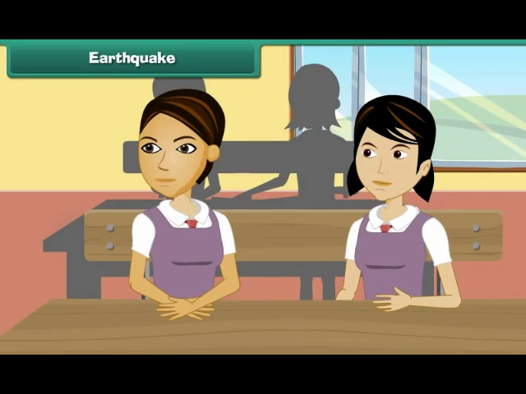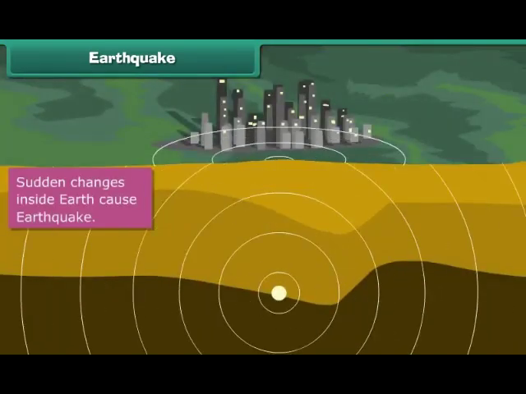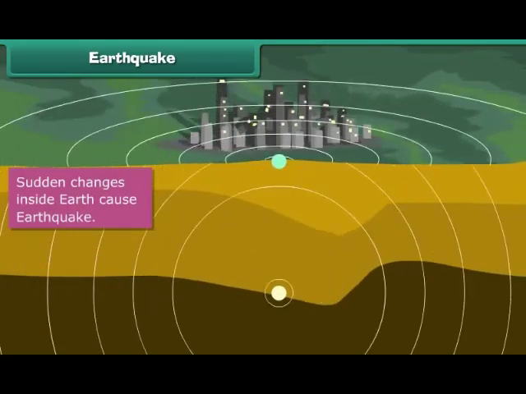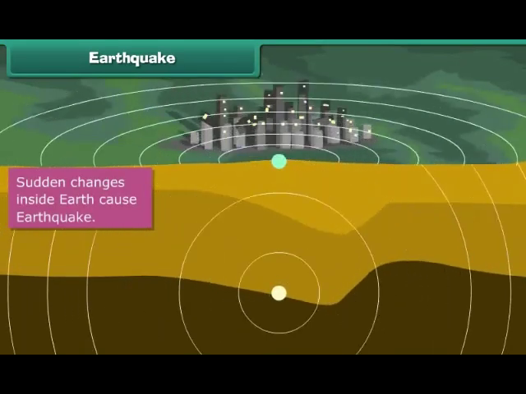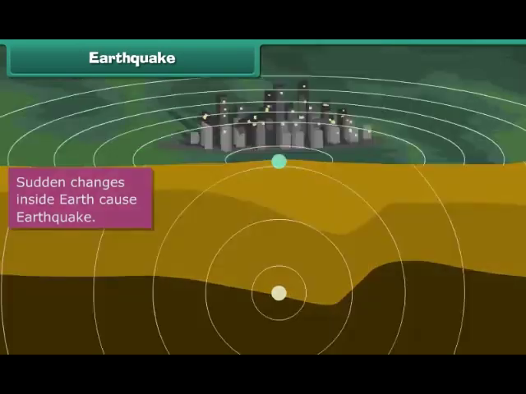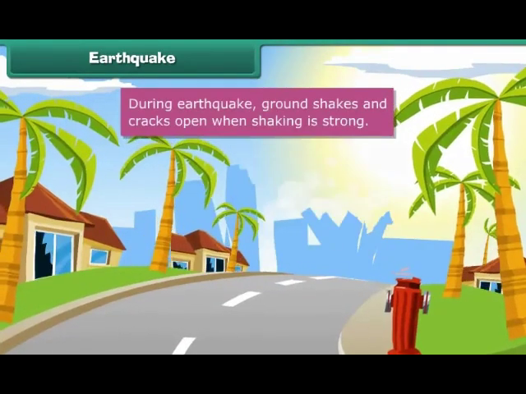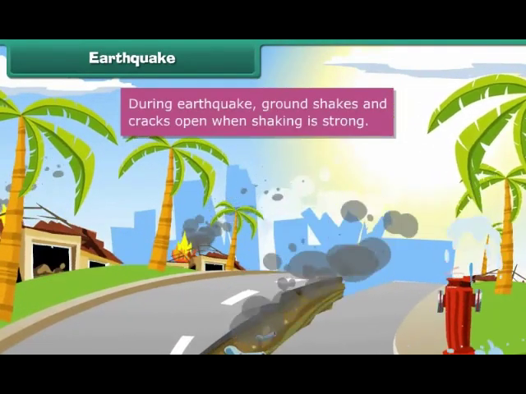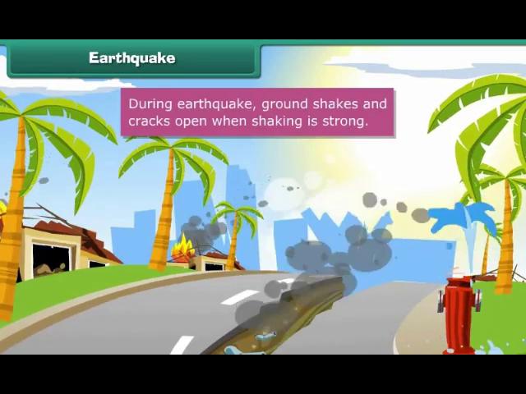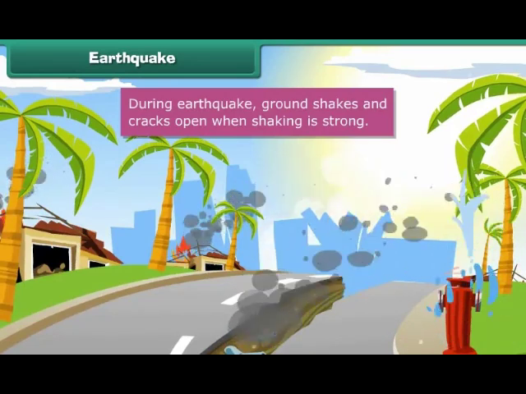Earthquake. How does the earthquake occur? When there is a sudden change deep inside the earth, it shakes the earth's crust, causing an earthquake. When an earthquake takes place, the ground shakes. When the shaking is severe, at places the ground cracks open.